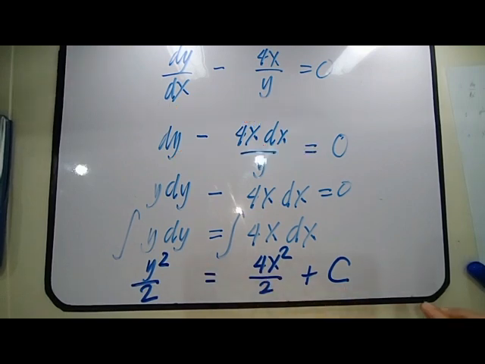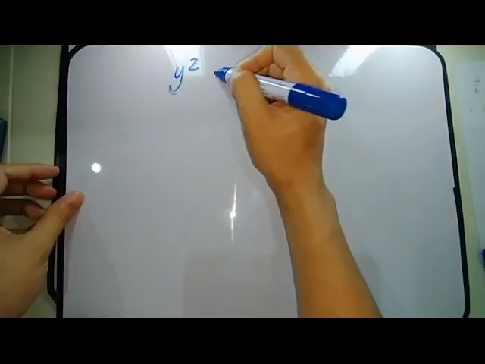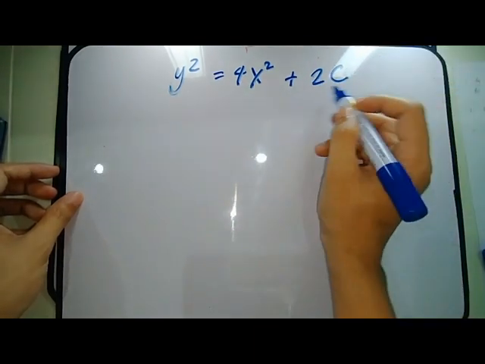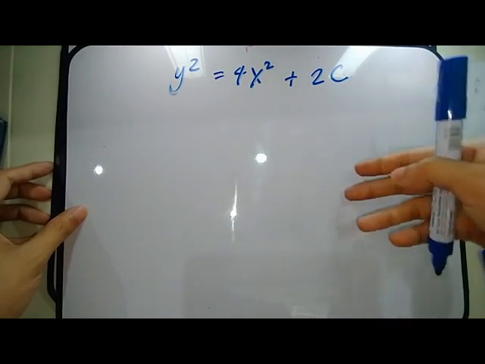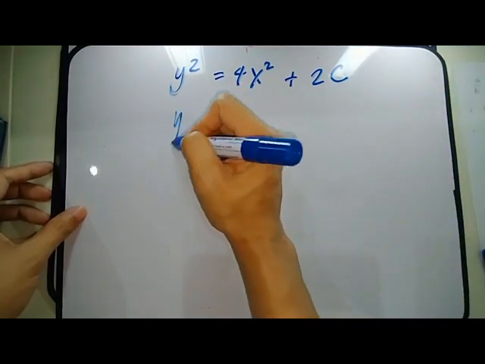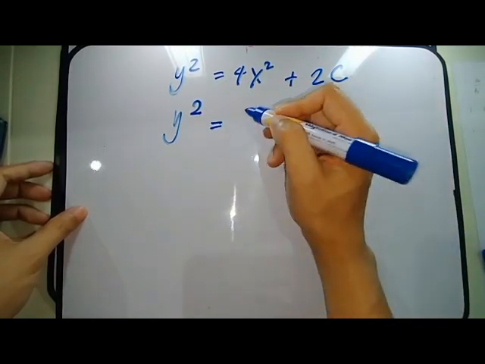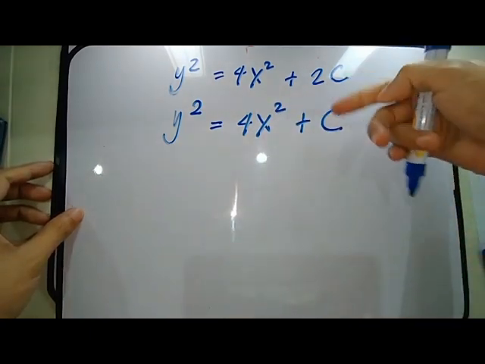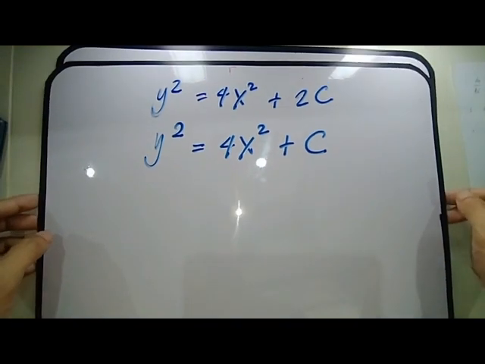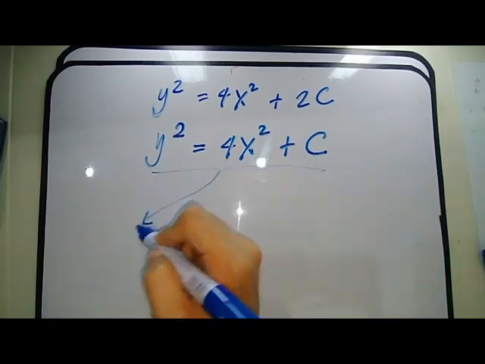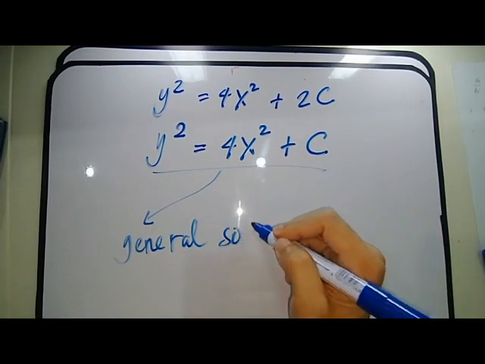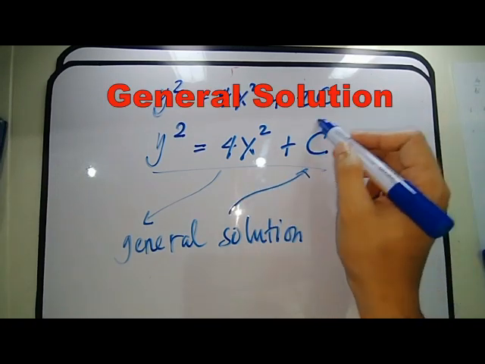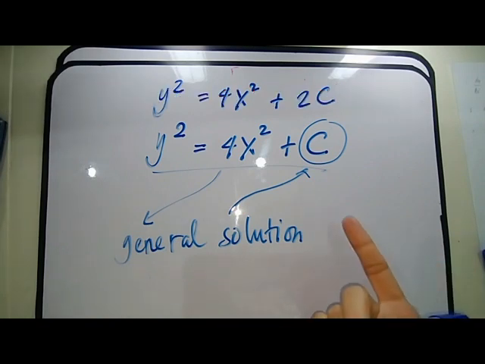Then we just simplify this. Multiply 2 to both sides, equals 4x squared plus 2c. But 2c is still a constant, so you can just reduce that to c. C na lang siya kasi constant lang naman. So y squared equals 4x squared plus c. It's the same thing because both are constants anyway. Now, this is what we call the general solution. So this is the general solution because we still have an arbitrary constant. It still has a constant guys.